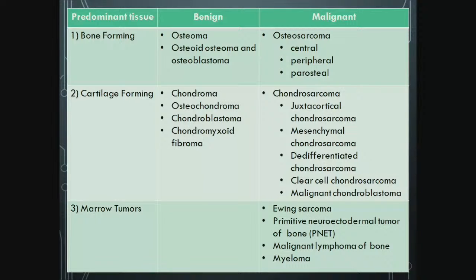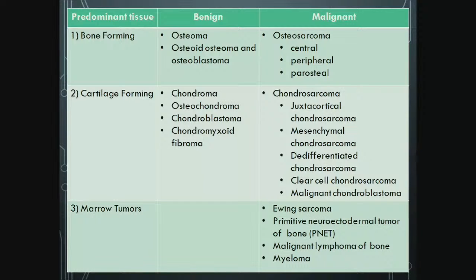So bone forming benign ones are osteoma, osteoid osteoma and osteoblastoma, whereas the malignant one is a single tumor known as osteosarcoma. Osteosarcoma is quite important, occurs in adolescent age group and can be quite devastating if not diagnosed properly. There are 3 different types of osteosarcoma, that is central, peripheral and parosteal.